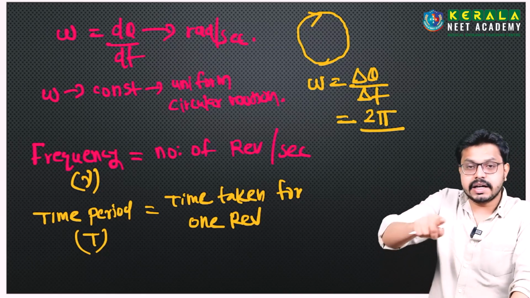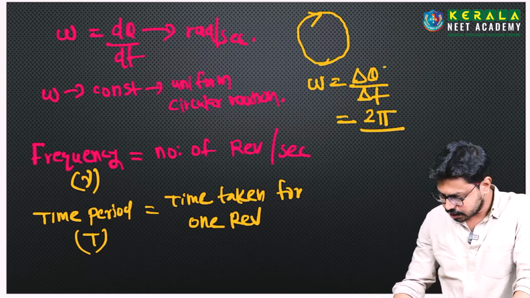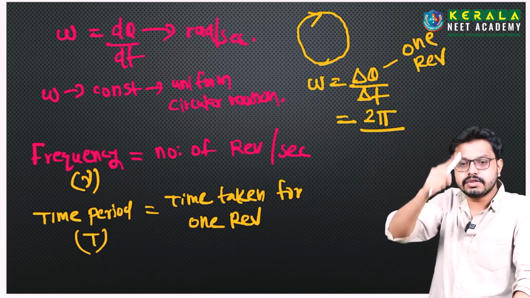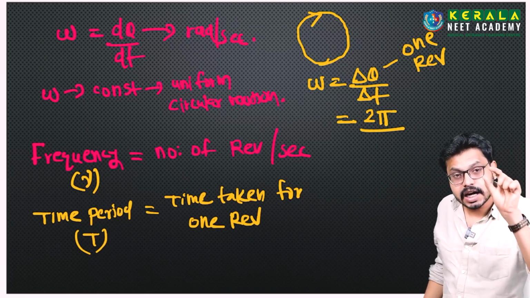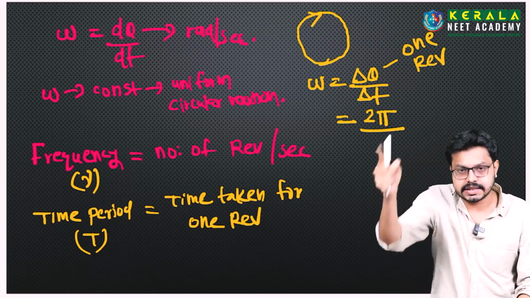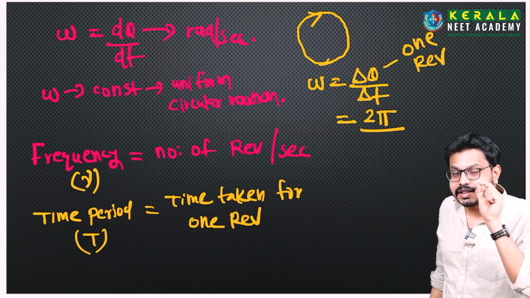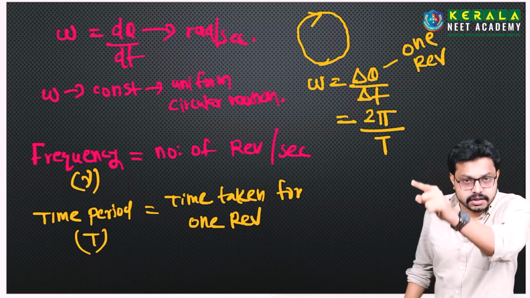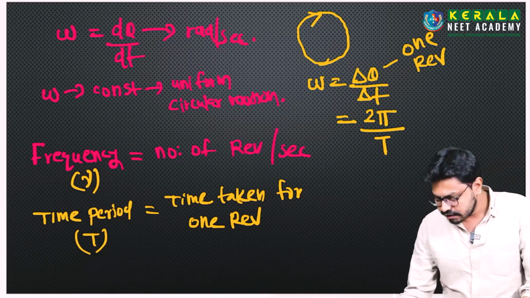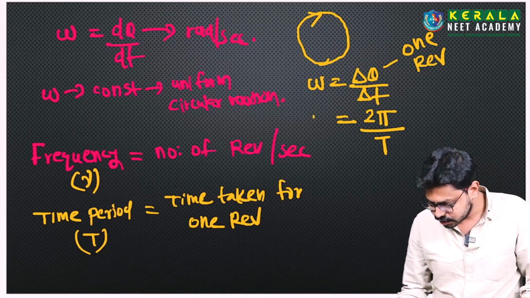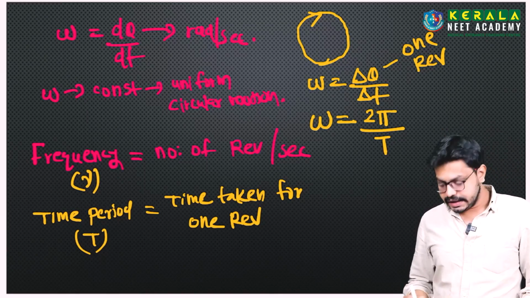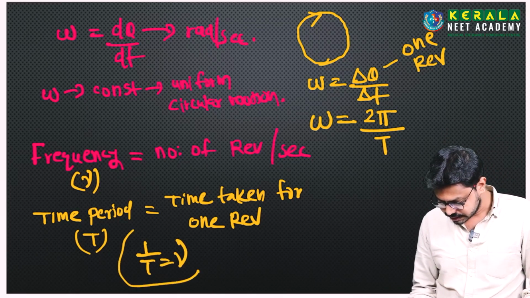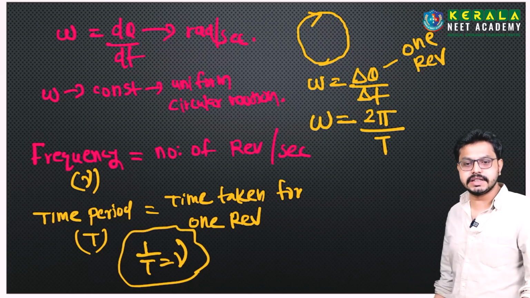What is the time taken? Consider one revolution, everyone. What is the delta theta? 2 pi, that is 360 degrees. Clear? What is the time taken? The time taken is nothing but the time period, because time period is the time taken to complete one revolution. So omega, we got another equation: 2 pi by T. What is 1 by T? 1 by time period is equal to frequency.